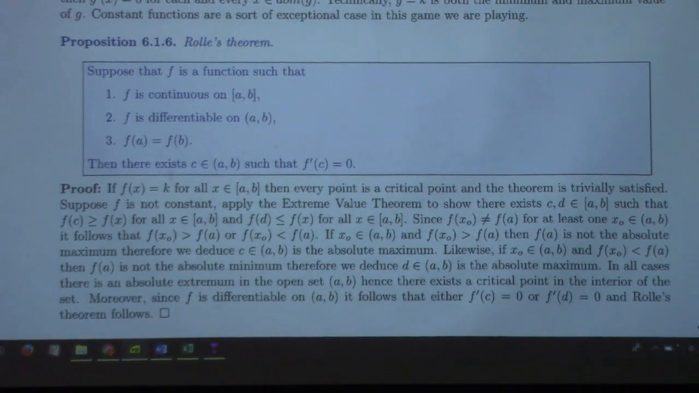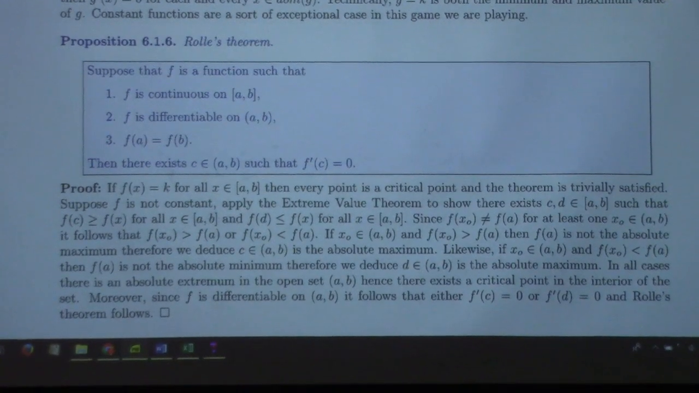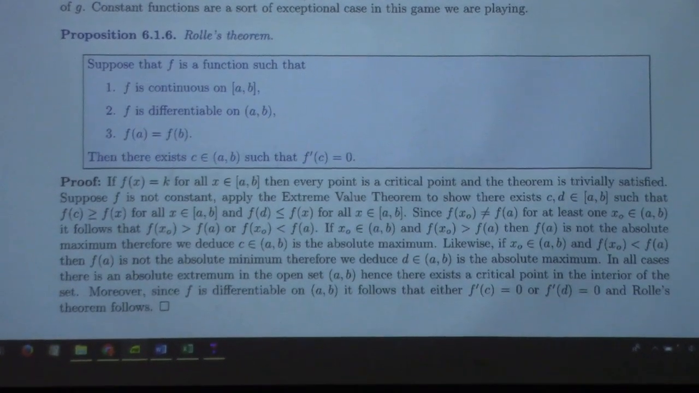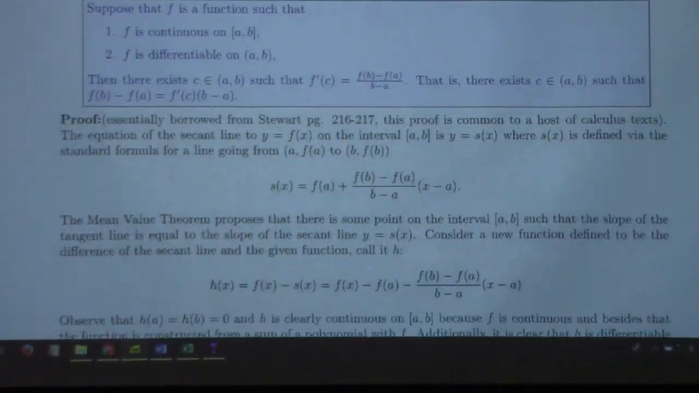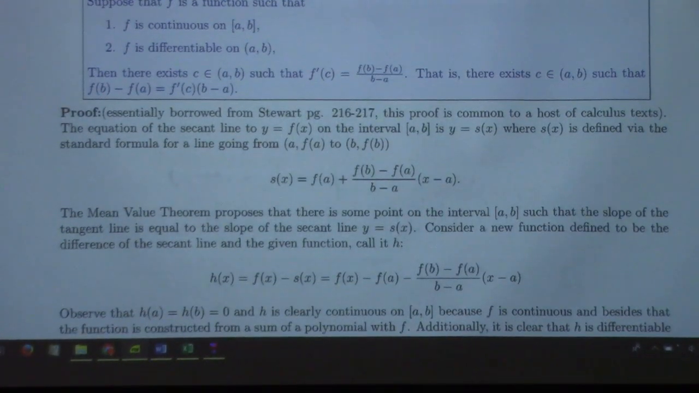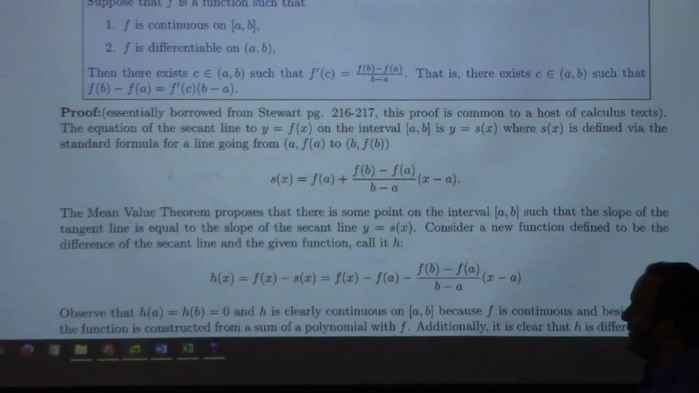If you get into the details here, the reason that we know that's true is because of the extreme value theorem. Now, moving on, once you know Rolle's theorem, you're able to prove the mean value theorem. And the mean value theorem says that the average rate of change is equal to the instantaneous rate of change somewhere in the interval. That's one way to look at it.